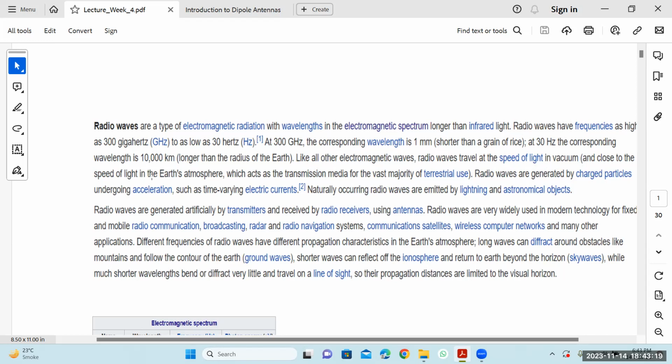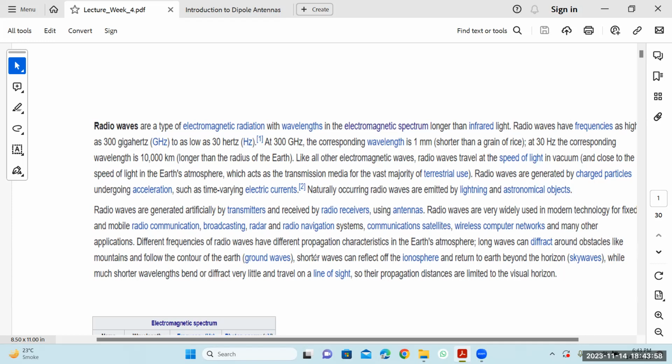Radio waves are generated by charged particles that undergo acceleration, such as time-varying electrical currents, and naturally occurring radio waves are emitted by lightning and astronomical objects as well. Radio waves are generated artificially by transmitters and received by radio receivers using antennas. So you need to know a bit about antennas as well. This is very important. Radio waves are very widely used in modern technology for fixed and mobile radio communication, broadcasting, radar and radio navigation systems, communication satellites, wireless computer networks, and many other applications.